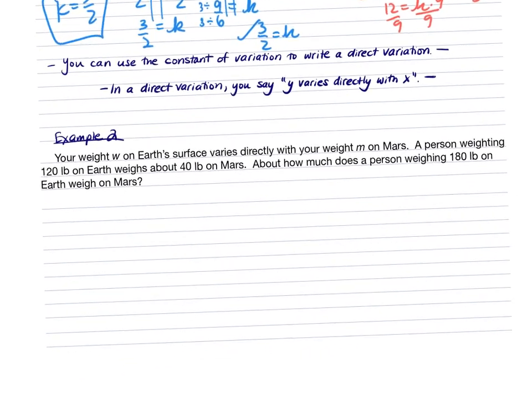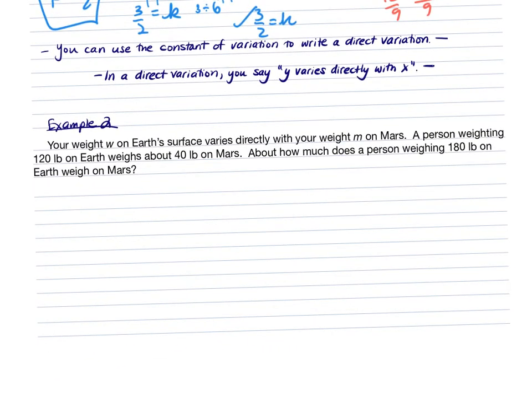So example 2, we have a word problem that says your weight W on Earth's surface varies directly with your weight M on Mars. Right, and then they give us an example. So let's look at this. In direct variation, you say y varies directly with x. So in this case, we say W varies directly with M. So that means my W is my y and my M is my x.